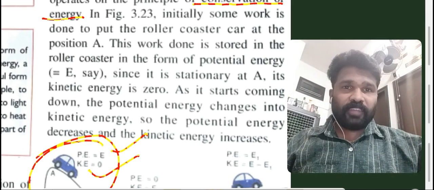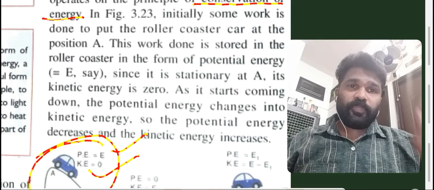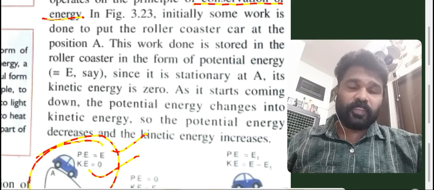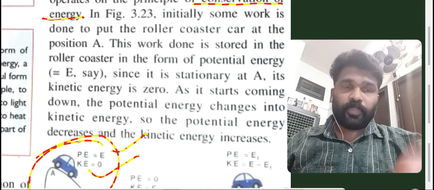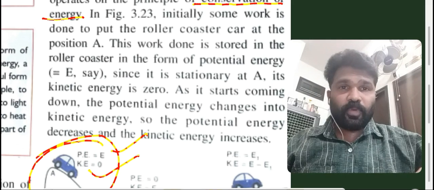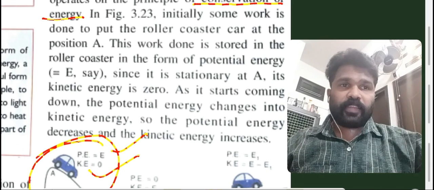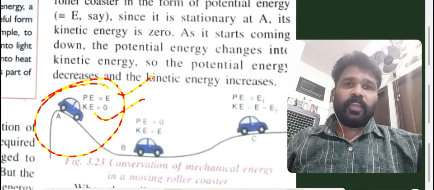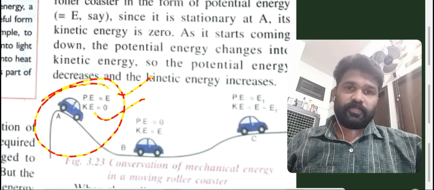As the car starts coming down, the potential energy changes into kinetic energy, which means the car starts to move. So, the potential energy decreases and the kinetic energy increases.